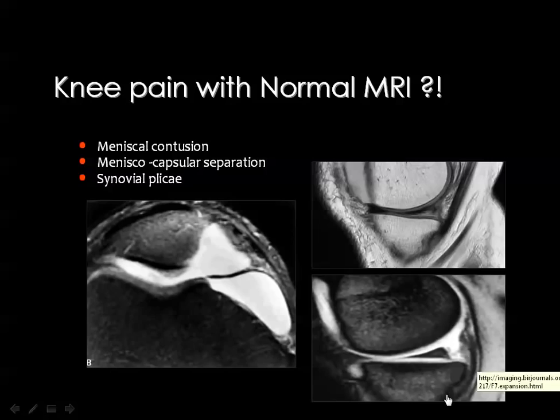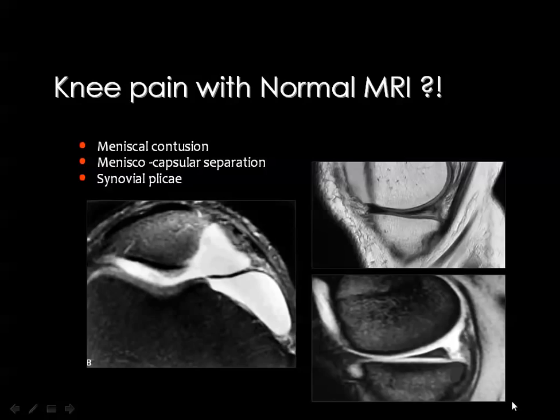The second issue is to look for meniscocapsular separation. You can see that the medial meniscus posterior horn is good, but it is away from the capsule, and more importantly, it is separated from the capsule by fluid signal, which means meniscocapsular separation.